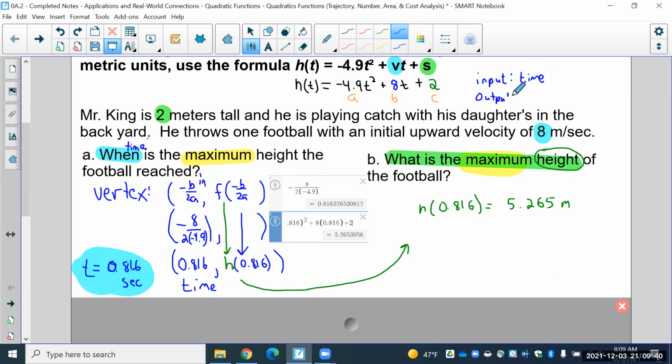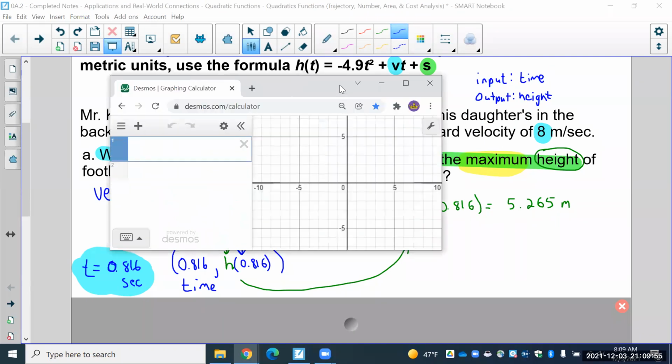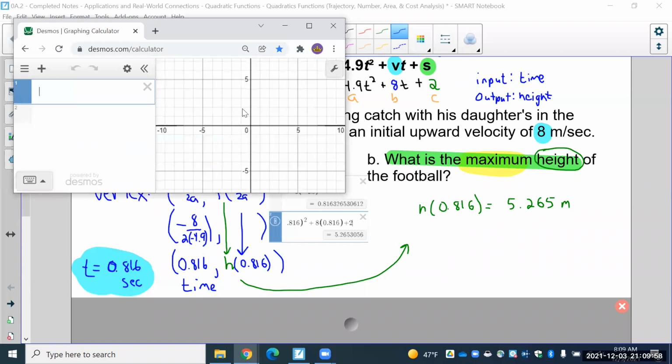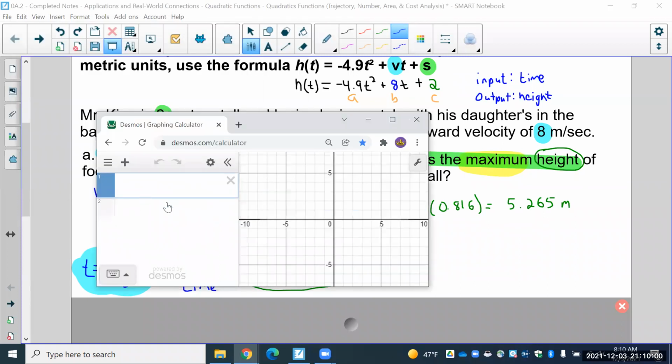And so that's going to give you the other part of the problem. To do that, you put the input into the function. Just make sure you understand that when you do that on Desmos, you use parentheses appropriately. Our function is negative 4.9, and then we had 0.816. I need to make sure I'm putting that in parentheses and squaring it appropriately, taking my time using parentheses, using the same number, and just being careful.